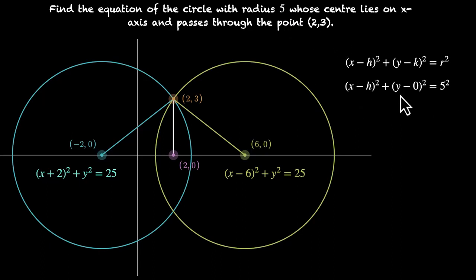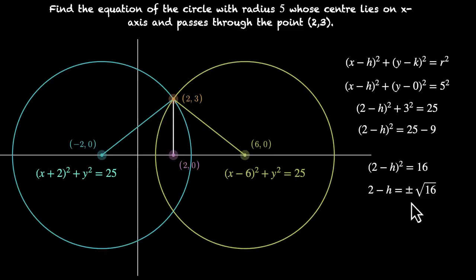x equals 2 and y equals 3 gives us 2 minus h squared plus 3 squared equals 25. That's 2 minus h squared equals 25 minus 9. That's 16. So 2 minus h is plus minus square root of 16. That's 4. 2 minus h is plus minus 4. So either 2 minus h is 4, which means h is minus 2, or 2 minus h is minus 4, which gives h as 2 plus 4, that's 6. So these are our centers, 6, 0 and minus 2, 0. From here we can get the equations.